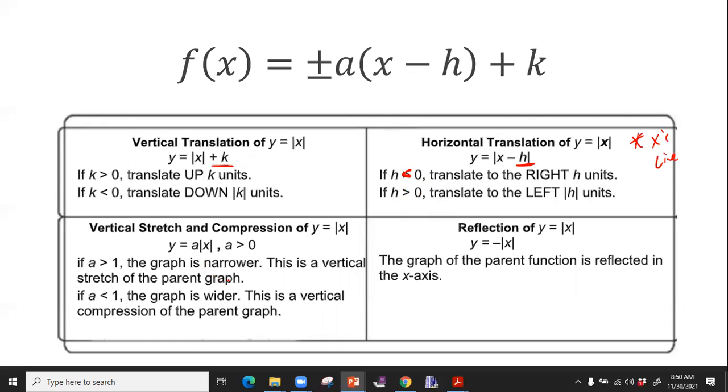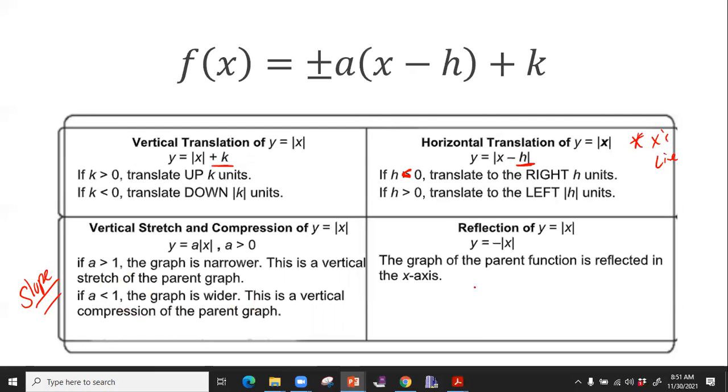Vertical stretch and compression. Your vertical stretch and compression is saying how skinny or wide your function is going to be. So if A is greater than 1, then it's going to be narrow. Okay, that means it's long. If it's less than 1, it's going to be wide. Okay, and it has to be greater than 0 otherwise. But remember, this is also your slope.